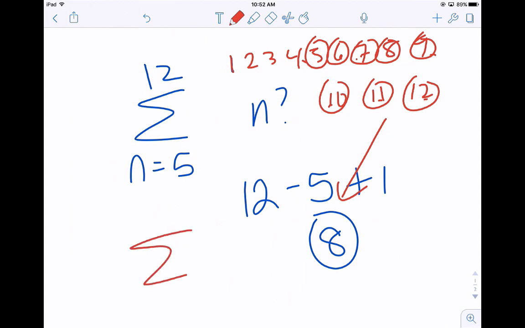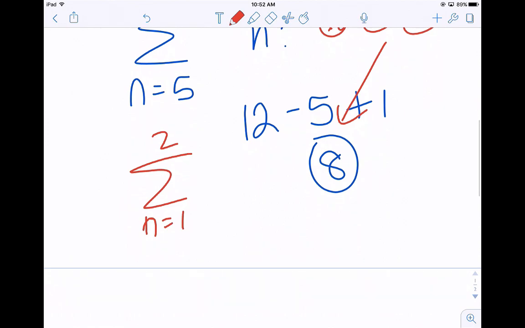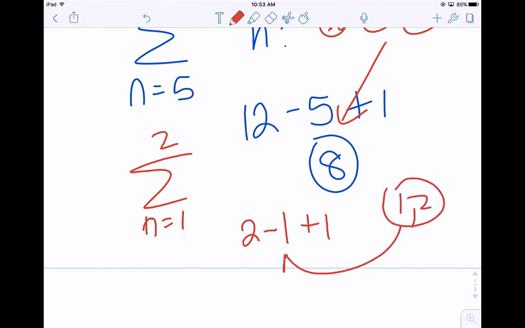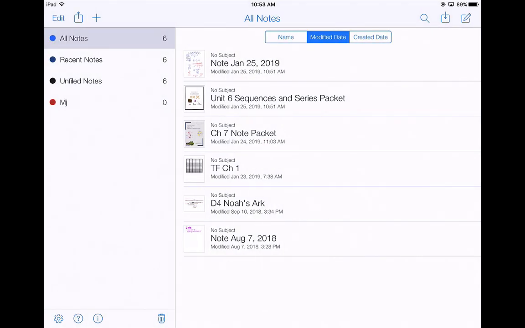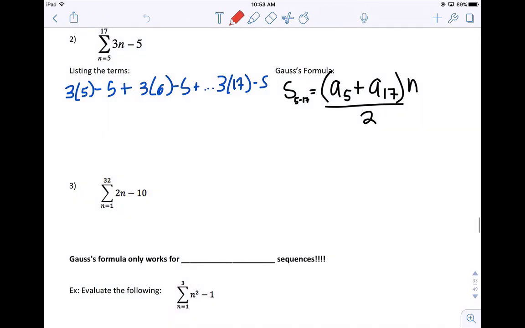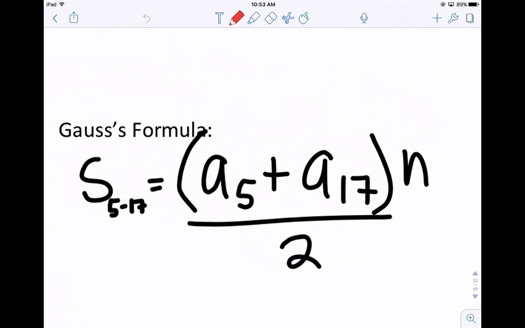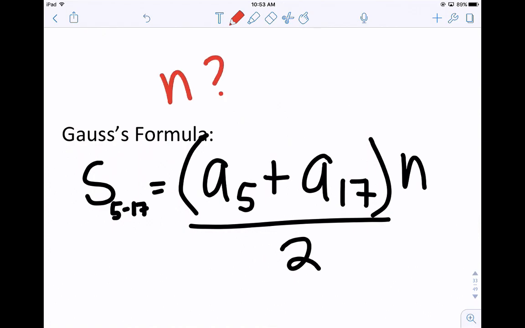An easier example is from the 1st to the 2nd term. 2 minus 1 is 1, but then you have to add 1 back in because from 1 to 2, that is 2 numbers. All right, so that's the shortcut. So let's go back then to our notes. And so here, how many terms is it? 17 minus 5, but then add 1. 17 minus 5 is 12 plus 1. That is 13 terms right there.